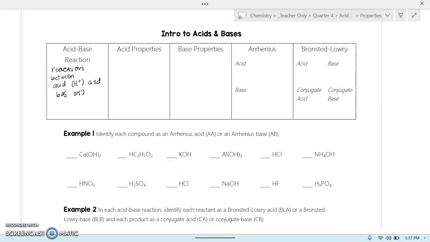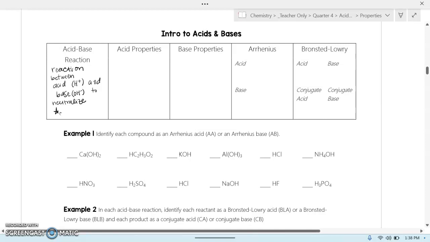This is our first time looking at this definition of acid and base, but H containing compounds will be acid and OH containing compounds will be base. In this reaction, they're going to neutralize, so it produces water as a result.